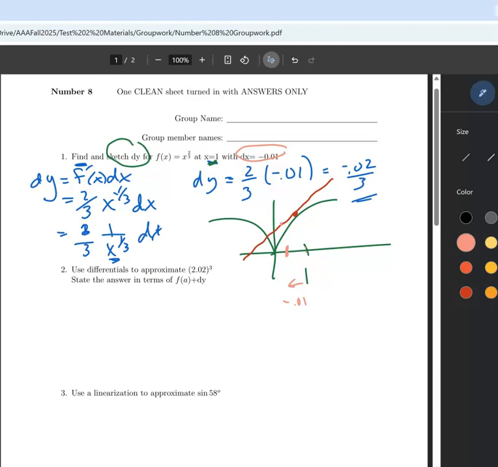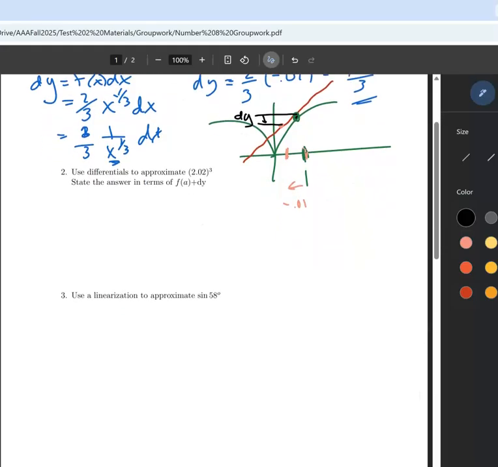So I go to that x value, and then from the x value of 1, that's already there, right? So let me get a different color here. So this here is dy, and it's negative because from here I went down. Good? Okay, let's try the next one.